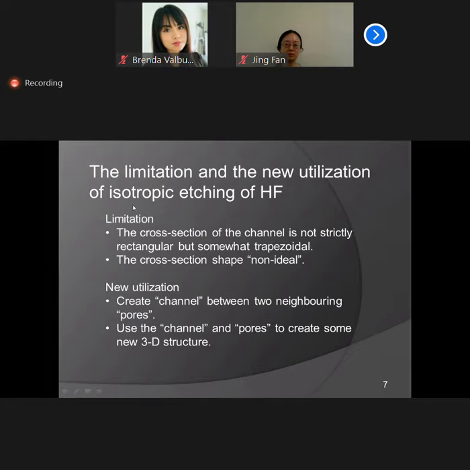So the limitation of the etching process is that the etching proceeds toward different directions. So if you use etching for a 3D product, the shape is not ideal. However, we use it for the 2.5D, so the channel and the pore grade can be controlled very easily.